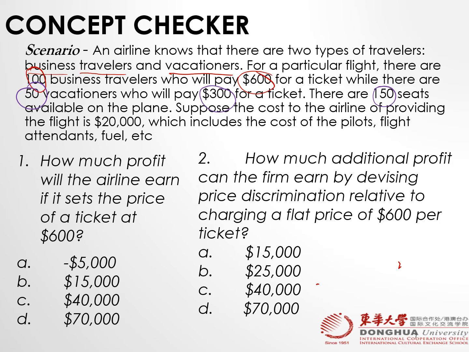Suppose the cost to the plane of providing the flight is $20,000, which includes the cost of the pilot and flight attendants and fuel as well. So how much profit does the airline earn if it sets the price of a ticket at 600? What if the price of the ticket is 600? Who can afford? Out of 150, only 100 people can afford, 50 are left behind, right?